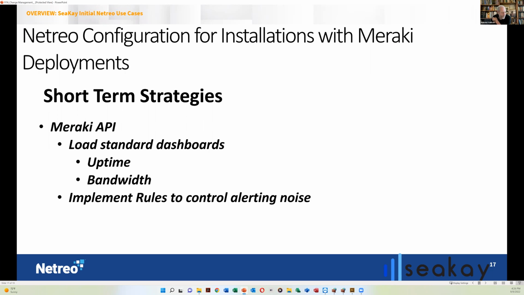At this stage in our lab, we're using the Meraki API and testing out different data sets that we can integrate into Netreo. The two basic things we're looking at now are uptime and bandwidth. That's really basic, and I think that's very doable. We're hoping to use that information and some other elements of the API to implement rules to control alerting noise so that IT staff are not deluged by alerts from thousands of Meraki devices across the enterprise.